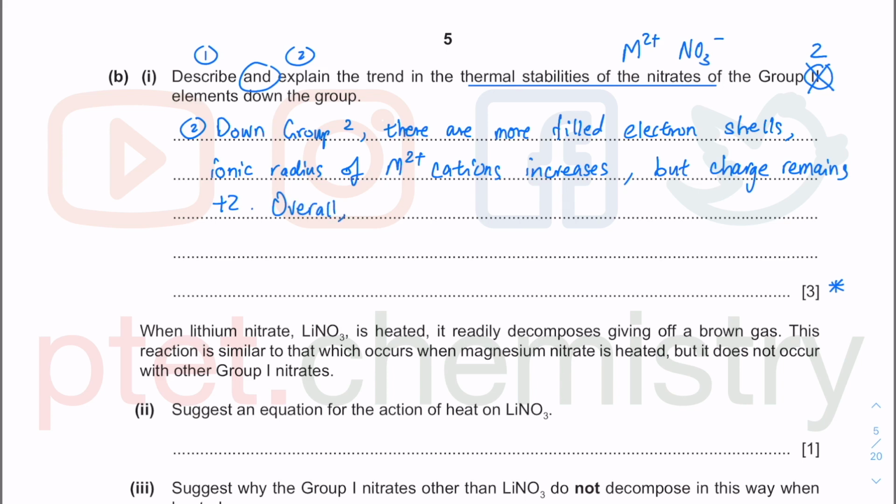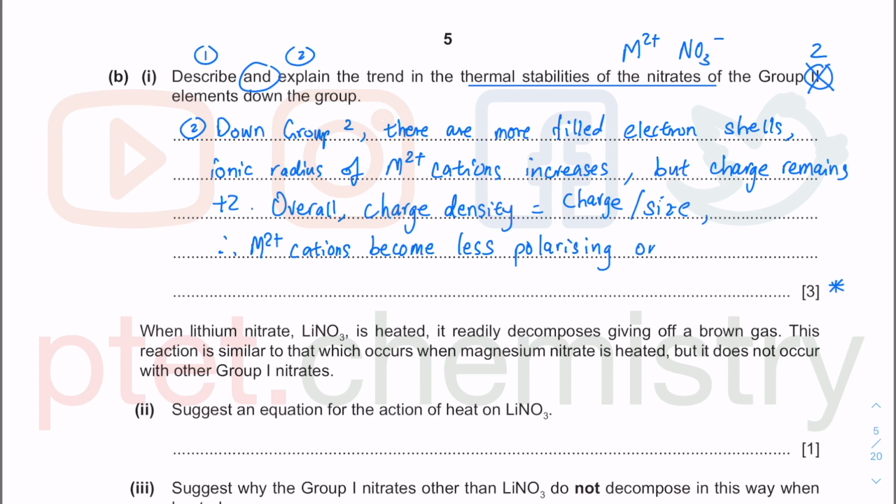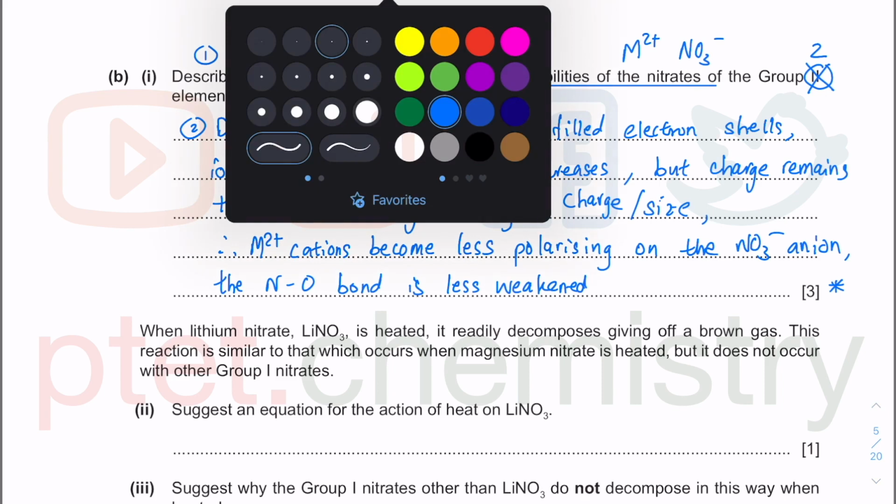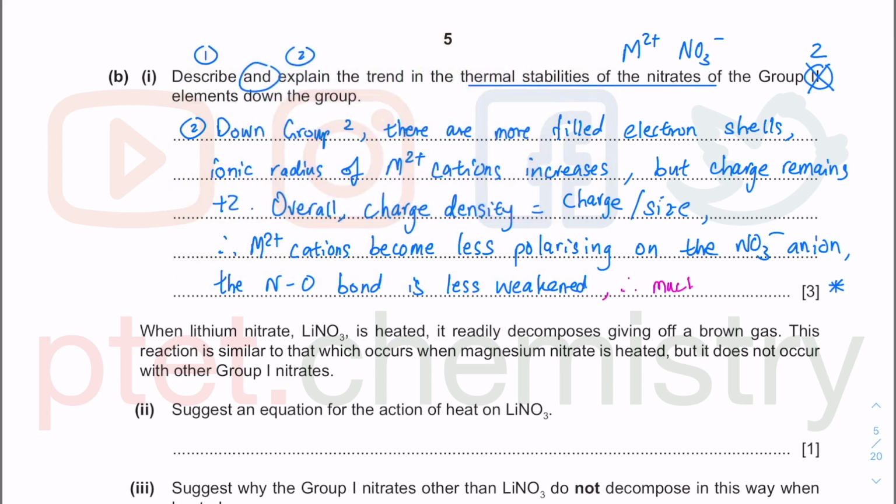Overall, what you can say is the charge density, because charge density is to do with charge over size. Your charge is the same, but your size is getting bigger. So what we can say is, therefore, the M2+ cations become less polarizing, or we can say the M2+ cations are less polarizing on the NO3 minus anion. And what does that mean? That means the N-O bond becomes less polarized, and therefore it is less weakened. If it is less weakened, it means it is much more difficult to break.